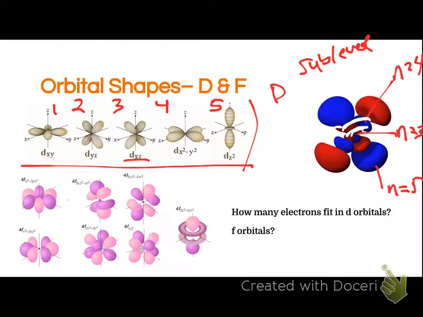So those are the things that we called nodes. And so all shapes have nodes. You can see that there's no electrons allowed in this spot. That's a node. There's no electrons over here. That's a node, like that.